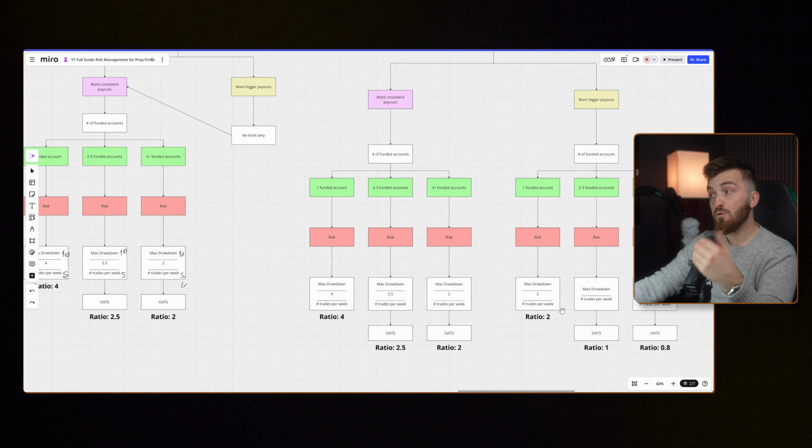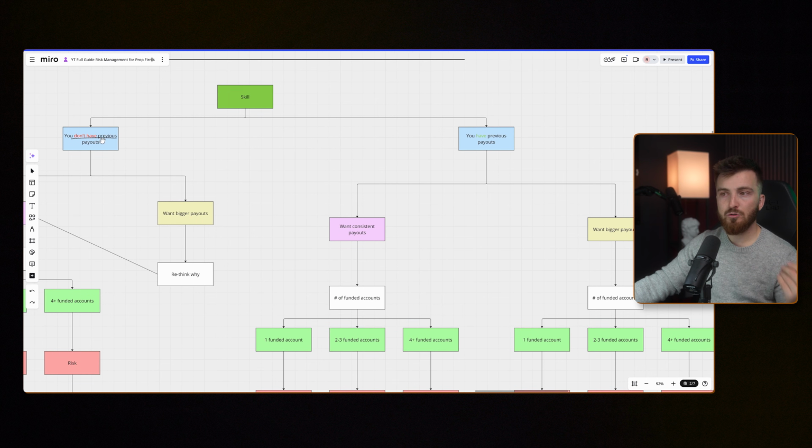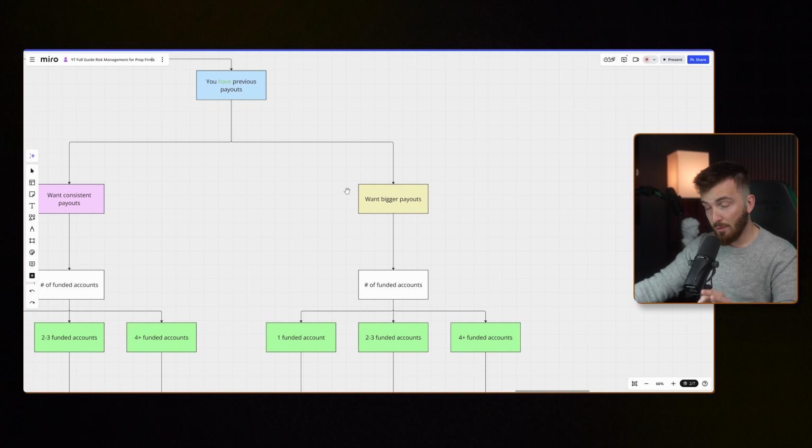And last but not least, if you want bigger payouts, this is only possible if you already have previous payouts. And yes, you can do that if you don't have previous payouts, but believe me, I've tried and it didn't work out great, right? Thankfully, I'm here. I've gotten big payouts. I've had a lot of experience. I've coached a lot of people getting funded and getting payouts, and it has never worked out nicely when they wanted big payouts and they never had previous payouts, right? So if you want bigger payouts, you already got previous payouts.